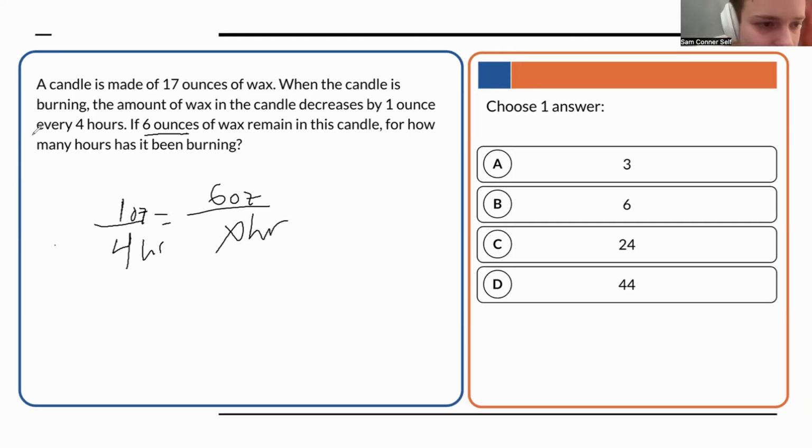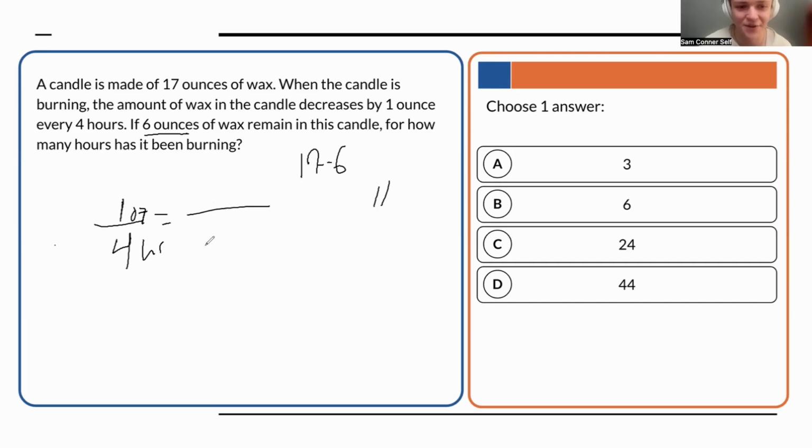Hours. Okay, so this is not going to give us the correct answer. Actually, for this question, instead of using the 6, what we're going to do is subtract this 6 from the 17 to get 11. Can't you just do 11 times 4?